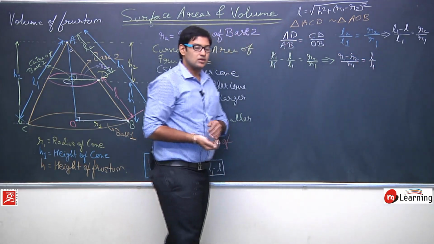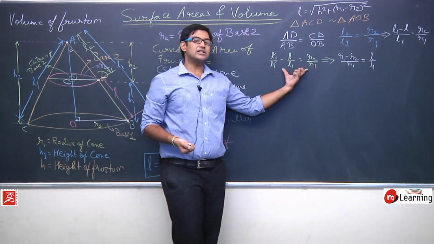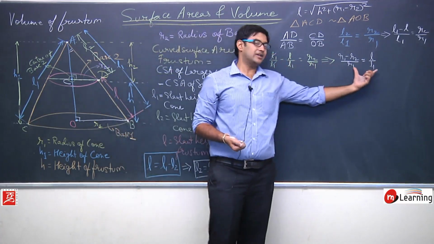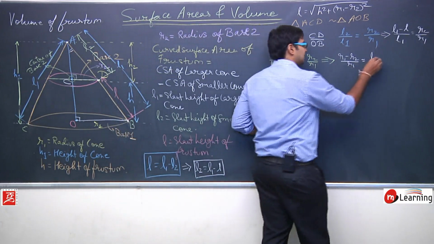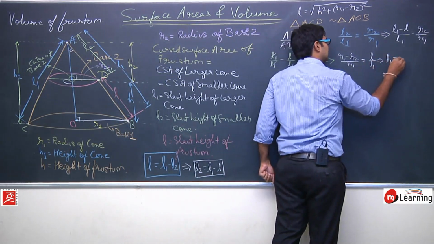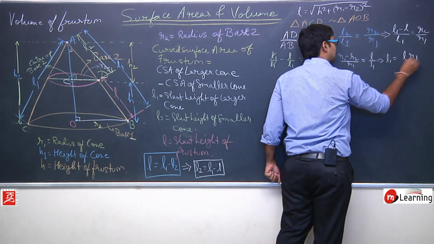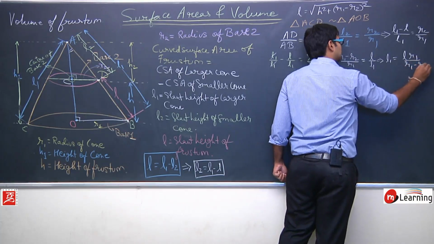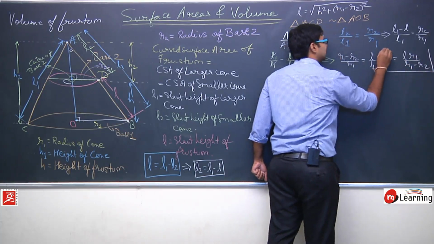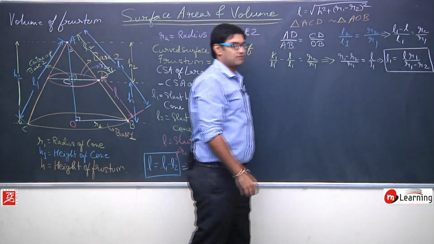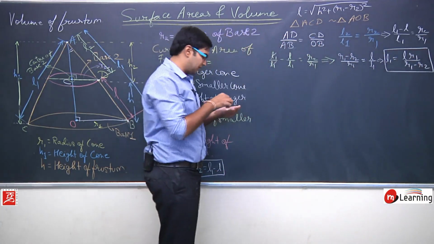Simply when you solve these values you will get this equation, and from this I can see that L1 is equal to L times R1 upon (R1 minus R2). This is the value of L1 that I have. Now I have the value of L1.